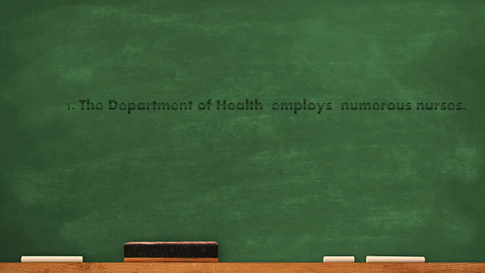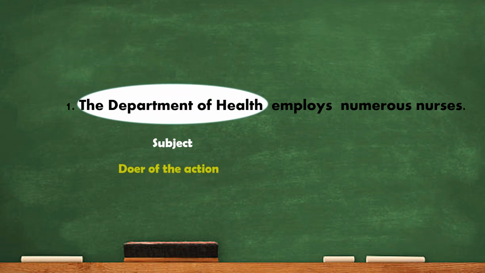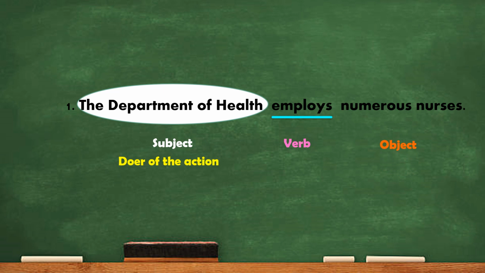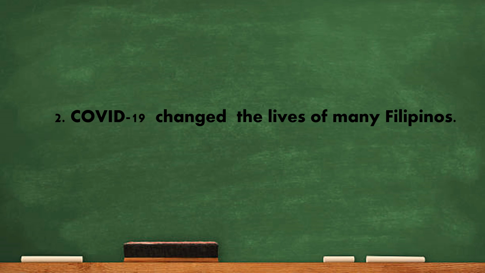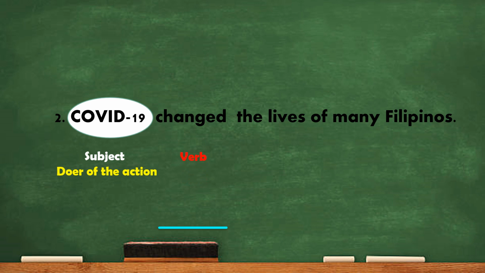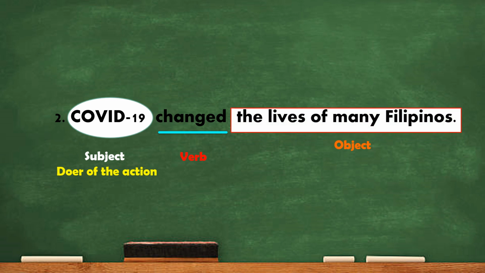Let us look at this example. The Department of Health employs numerous nurses. We have here the subject, the Department of Health, which is the doer of the action. What is our action? The action or the verb here is employs. What about the object of the sentence? It is the numerous nurses. Another example. COVID-19 changed the lives of many Filipinos. Our subject here, COVID-19, is the doer of the action, and the verb is changed, while the object of the sentence is the lives of many Filipinos.